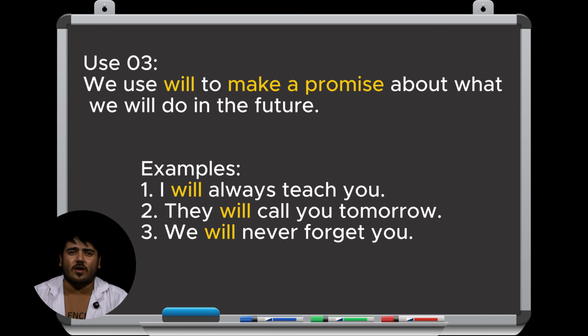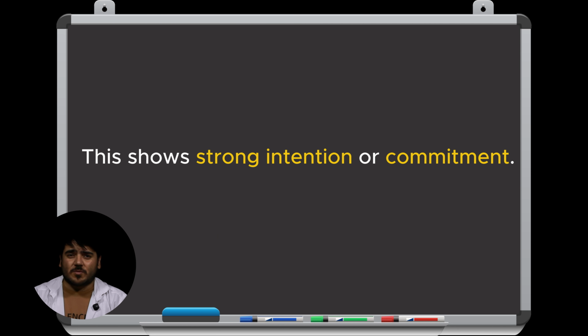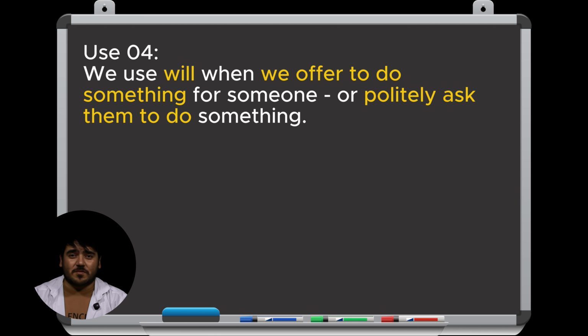Examples: I'll always teach you. They'll call you tomorrow. We'll never forget you. This shows a strong intention or commitment. Use number 4: we use will when we offer to do something for someone or politely ask them to do something.